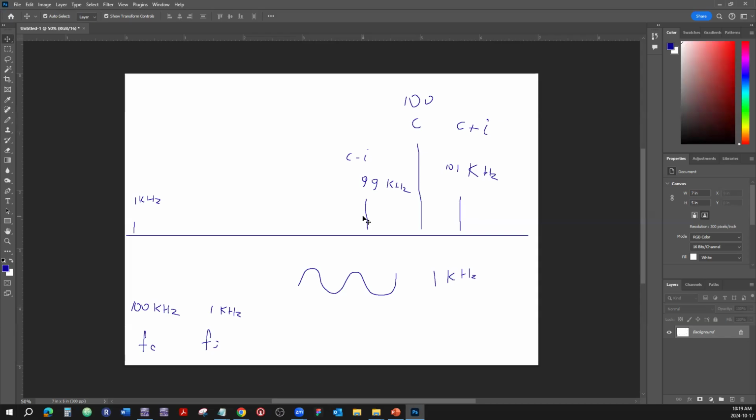And that all is being transmitted through the air or through some different mediums. It could be copper or fiber as well. Don't forget that. But when it comes to radio, we're mostly talking about transmission through the air.